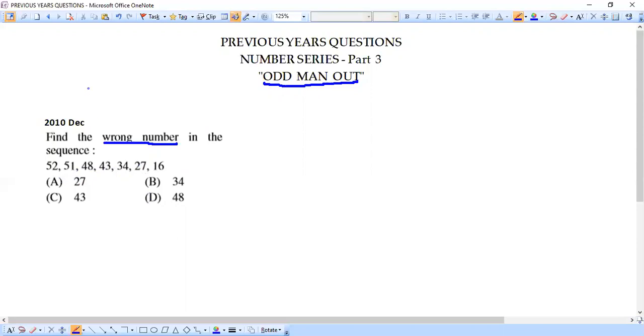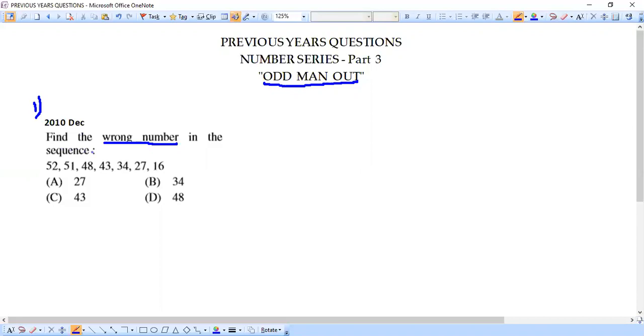Now, how can we approach these types of questions? That's what we are going to see in this session. We have just two questions in this odd man out type. Let's see them one by one. Let's start with the first question, question number 1. For your information, this first question was asked in the 2010 December UGC NET paper 1 exam. Let's go to the question.